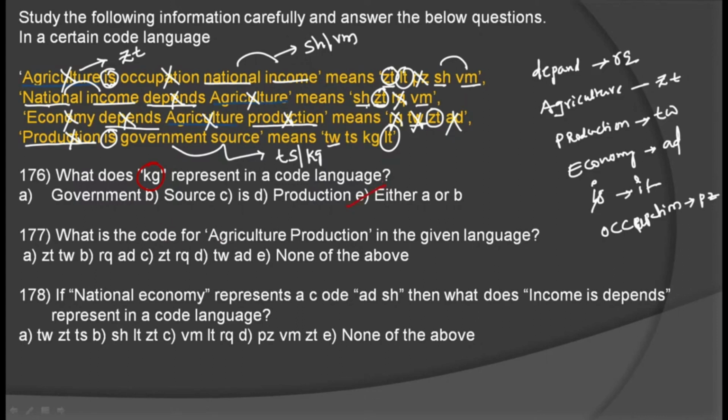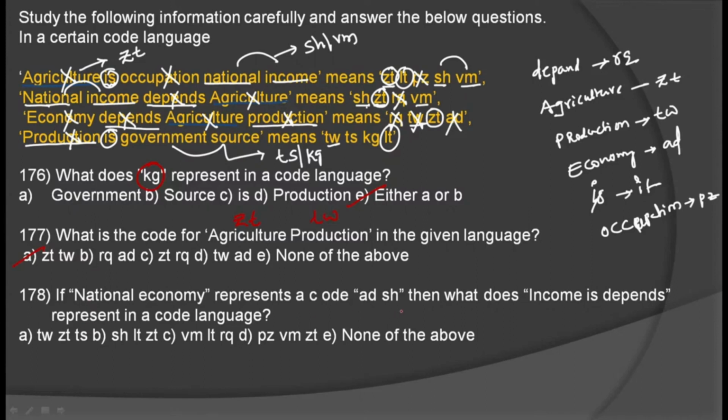Next one. What is the code for agriculture production in the given language? See, agriculture is coded as jetty and the production can be defined as TW. Check it out: jetty and TW. So you can choose your option as A.